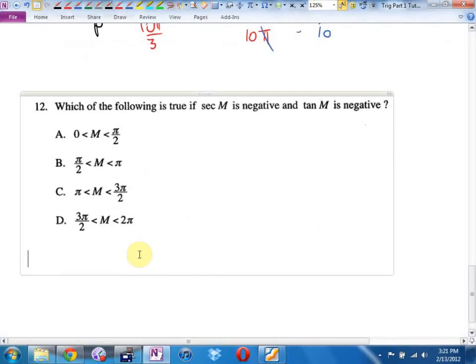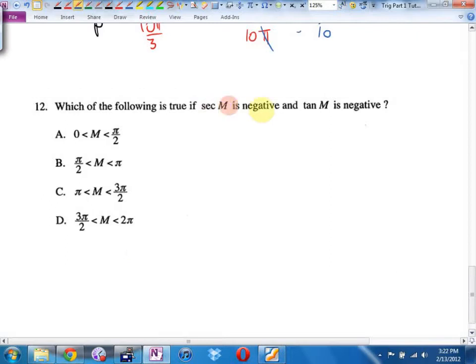The only thing I don't like about this is it's too much typing. Amanda, I would never write secant m is negative. I would write secant m is less than 0. And tan m, I would write tan m less than 0. How would I write is positive? Greater than 0. Okay, so I'm not going to write out those words.